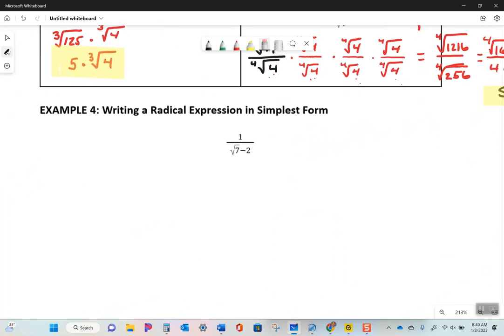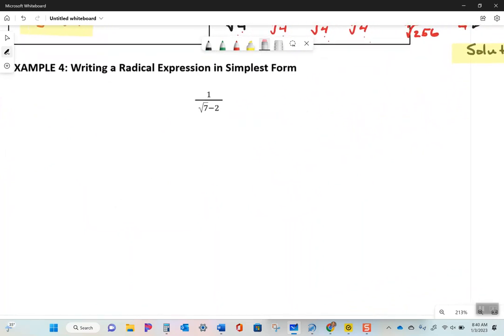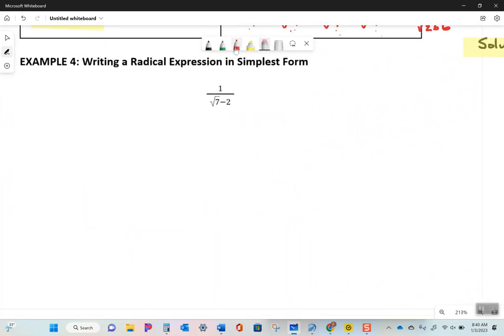Okay, example 4. Writing a radical expression in simplest form. Okay, I'm going to make a little note right here. And my little note for this is to say, look at your denominator, kids. What is the denominator in this? You ever see a root something plus or minus some other whole value? I want you to think this word right here. Okay, think conjugates.